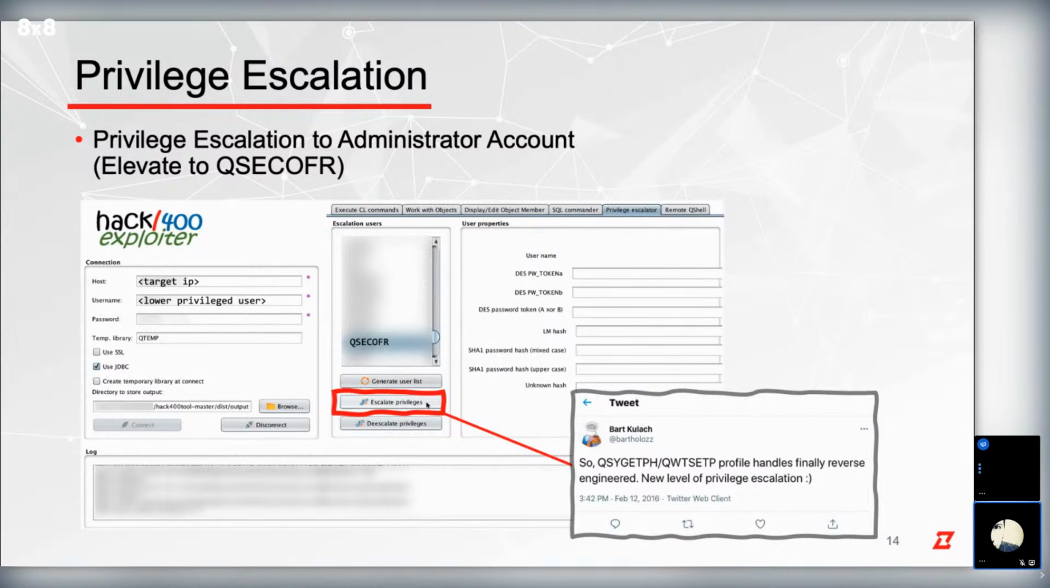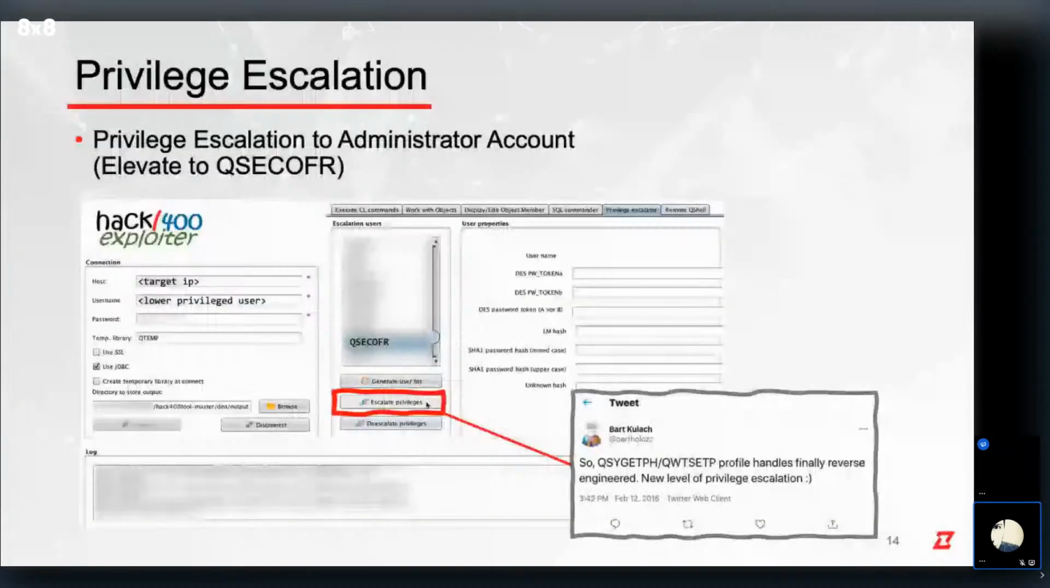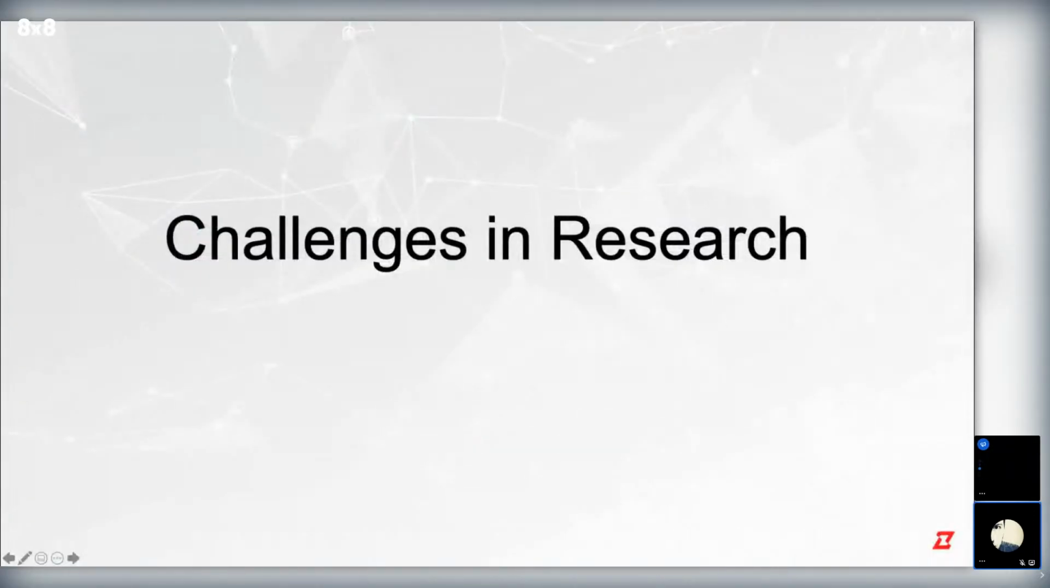There's a lot of other interesting tools in Bart's GitHub that can do scans. But this is based, I believe, on an exploit or a vulnerability he found in profile handling. Next slide, please. So next is challenges in research. Next slide, please.